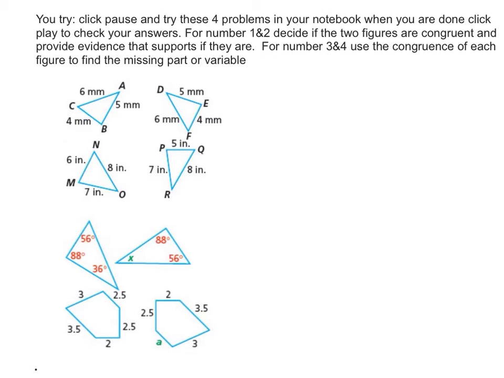You try. Click pause and try these 4 problems in your notebook. When you're done, click play to check your answers. For numbers 1 and 2, decide if the two figures are congruent and provide evidence that supports if they are. For numbers 3 and 4, use the congruence of each figure to find the missing part or variable. So click pause and try these 4 problems. Click play to check your answers.